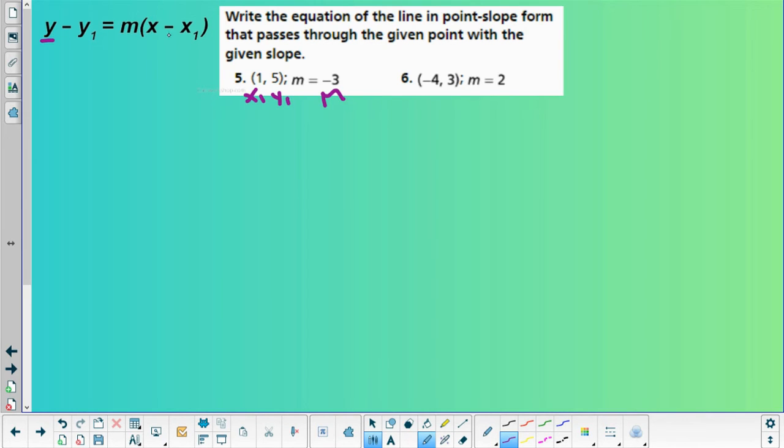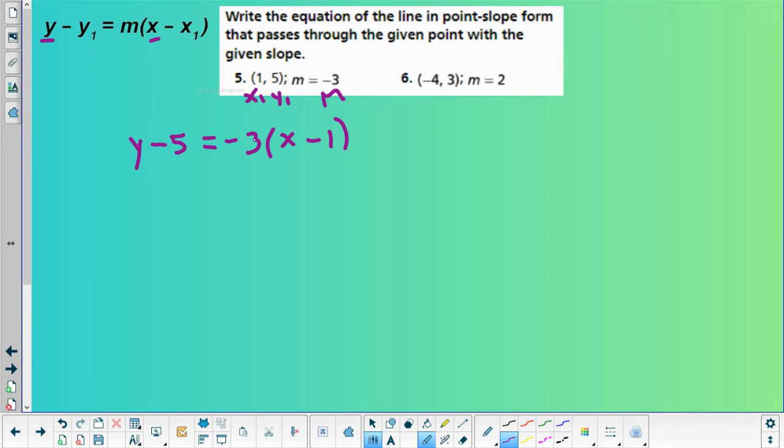Remember, this y and this x are part of the equation, so they do not get changed at all. So I have y minus y1 is 5, m is negative 3. I keep this x the same, minus my x1 is 1. All right, then we're going to solve this equation.